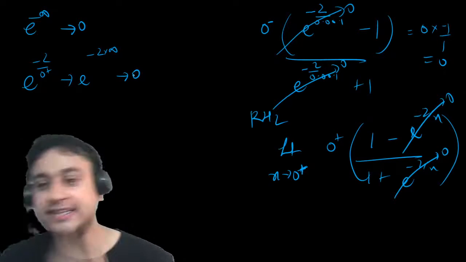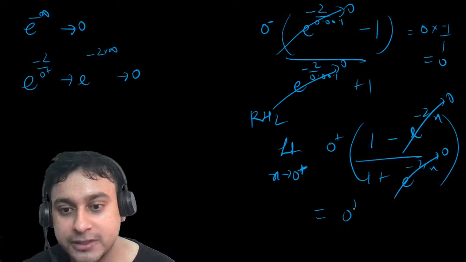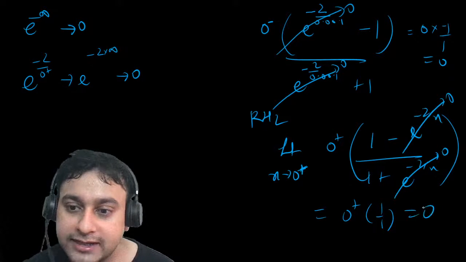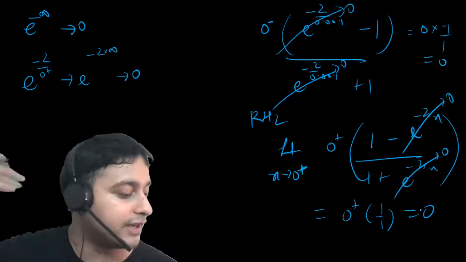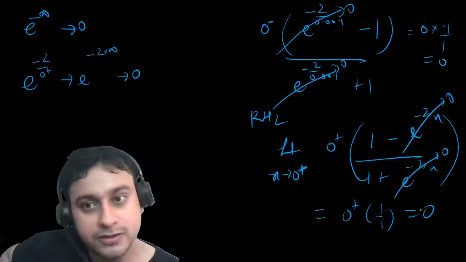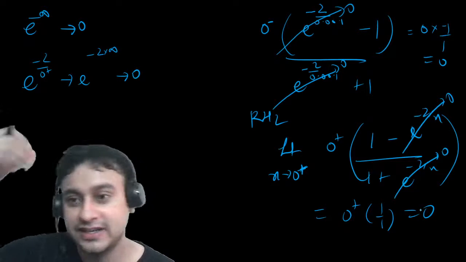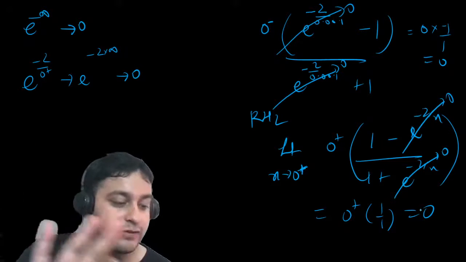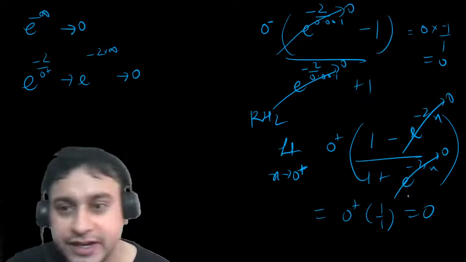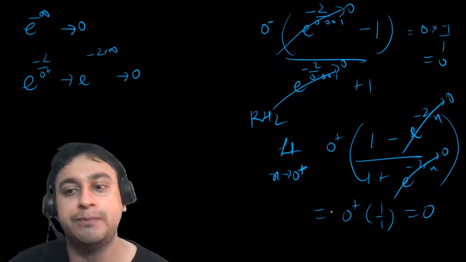Understood why we did that, guys? So this part is coming as 0 plus into 1 by 1. Doesn't matter. This will be equal to 0 whatever be the scenario. Understood? This might be a little bit changed when we calculate the differentiability. So did you all get the continuity part?